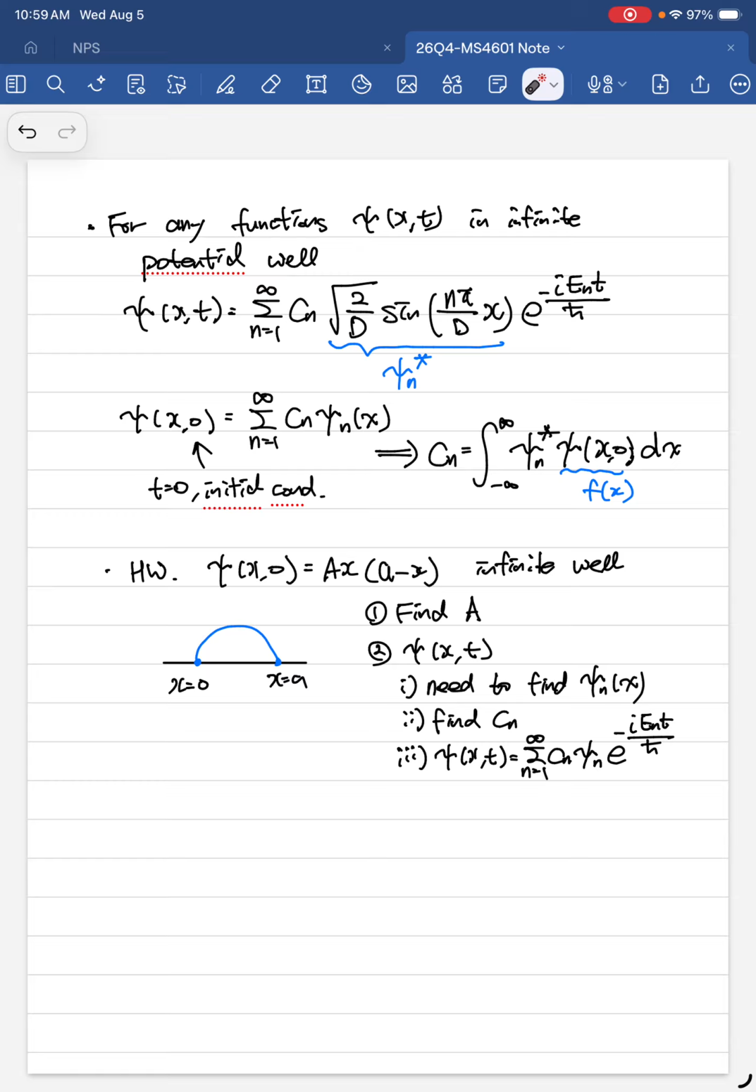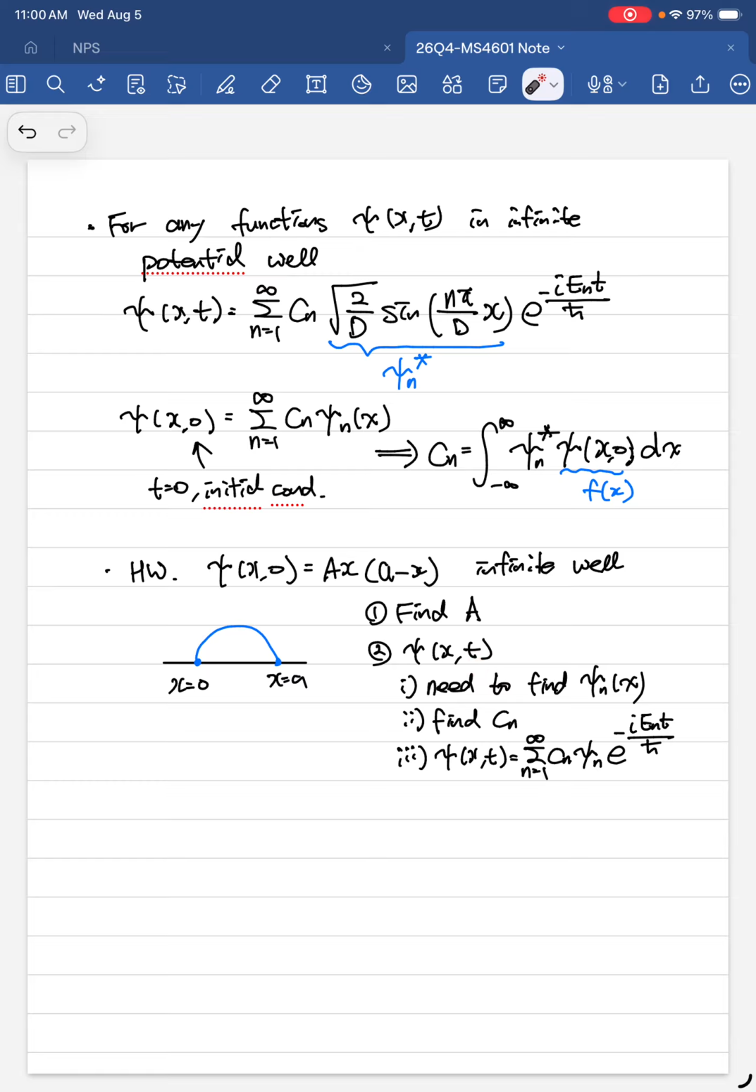So, regarding this, you will be able to solve the homework problem. Okay, this is a homework problem. The arbitrary function is given as a parabola here for the infinite potential well. If you actually draw this plot, at x equals 0 it is 0, at x equals a it is 0, and it's a kind of inverse parabola, right? And you will be asked to find a. Okay, you can find this a using normalization.